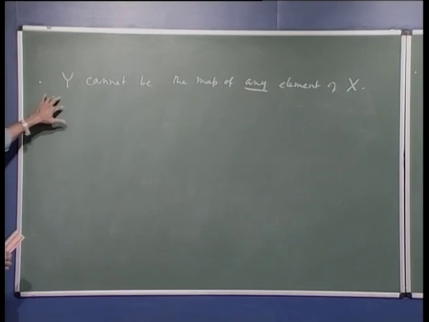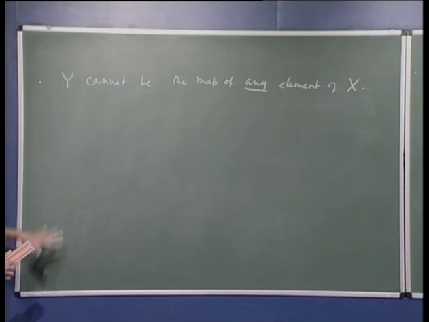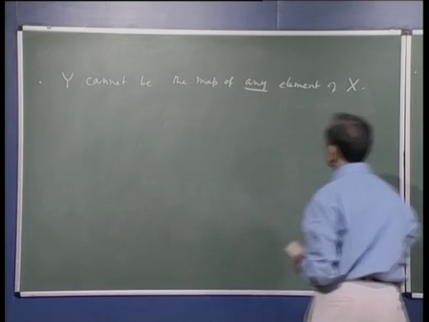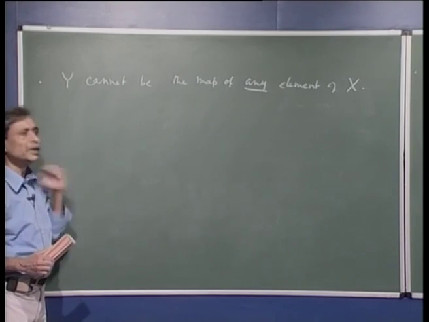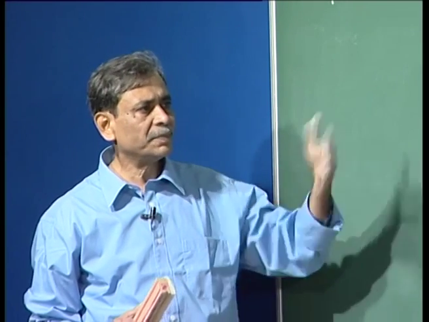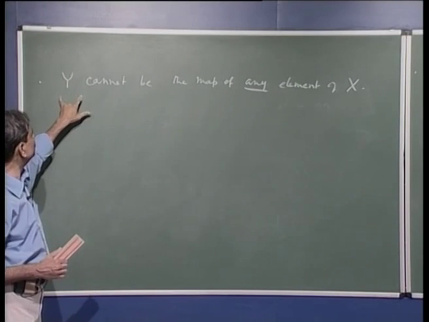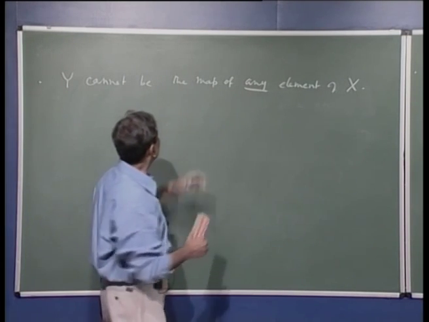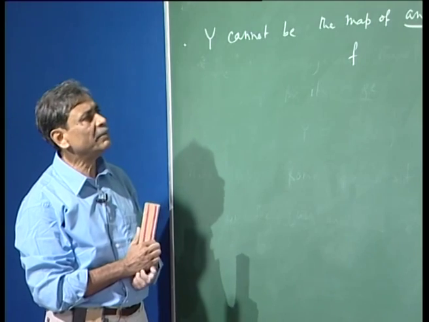Now, this statement that Y cannot be the map of any element X, I am just trying to explain how you get to this definition. Because even in your Turing machine context we will use similar arguments, we need to be clear about the way these diagonalization proofs work. So, this is something you are trying to prove, that you construct some Y such that this Y cannot be the map, F, the bijection map, of any element of X.